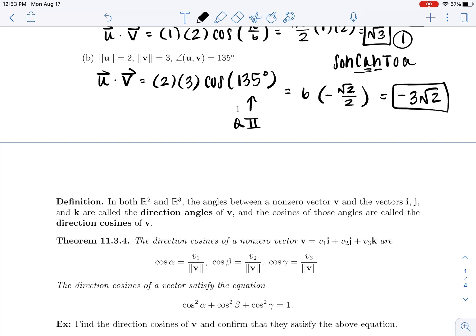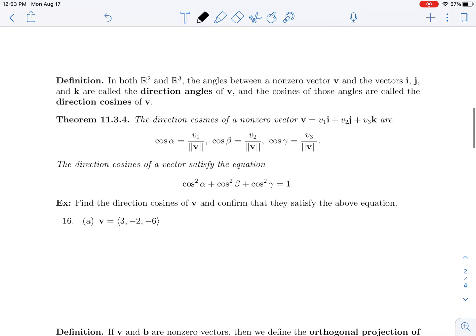Sometimes it's useful to take cosines of those angles. As you may have seen in a physics or engineering course such as Physics 1 or statics, a lot of times we might like cosine or sine of an angle, as it would give one of the components of the vectors. So the cosines of those angles are called direction cosines. We have a theorem here that talks about direction cosines, theorem 11.3.4.